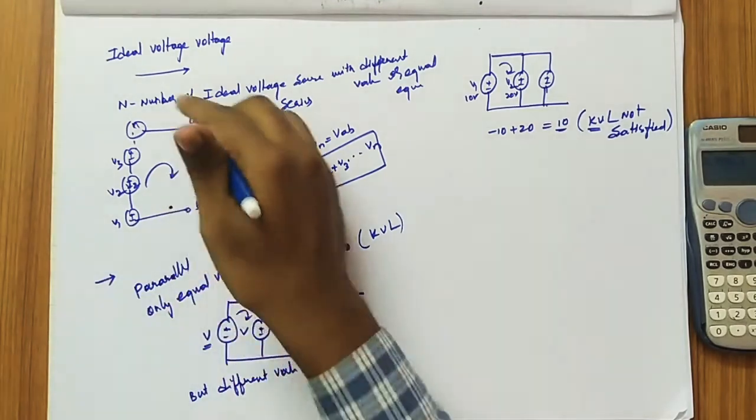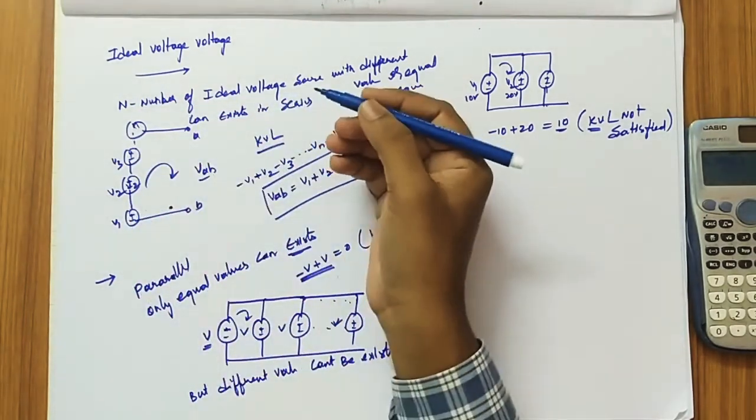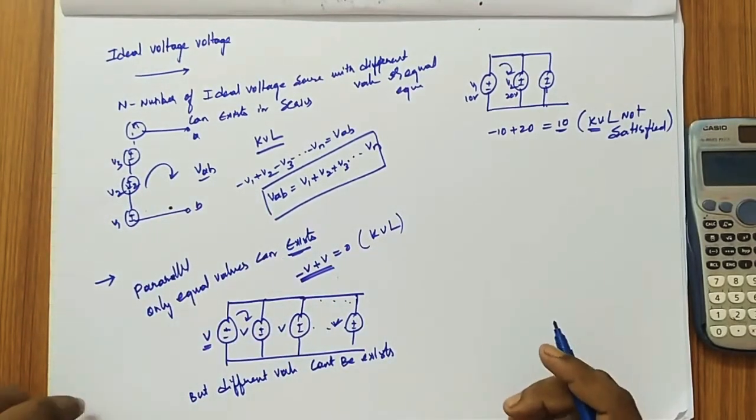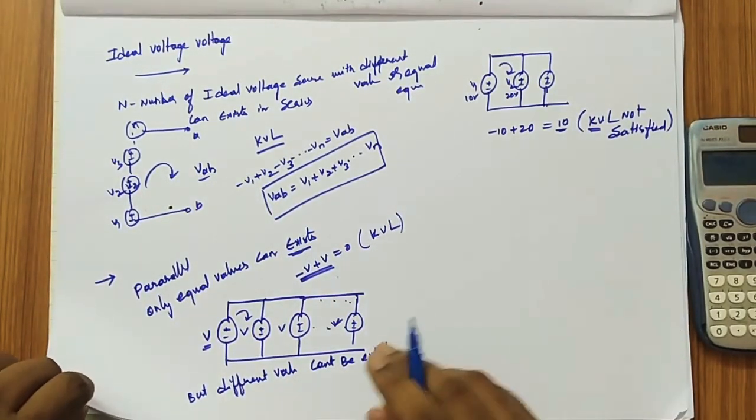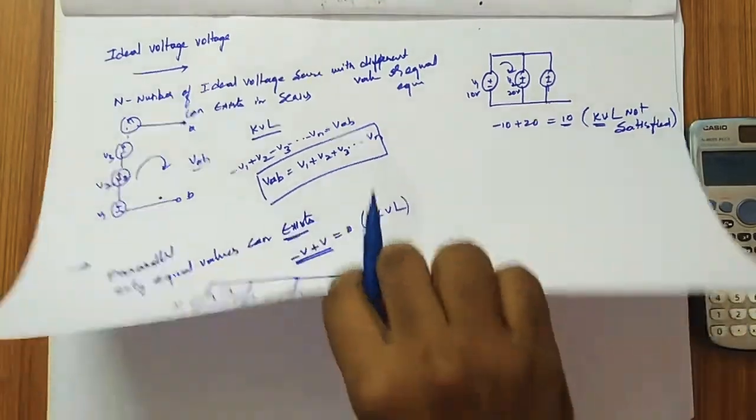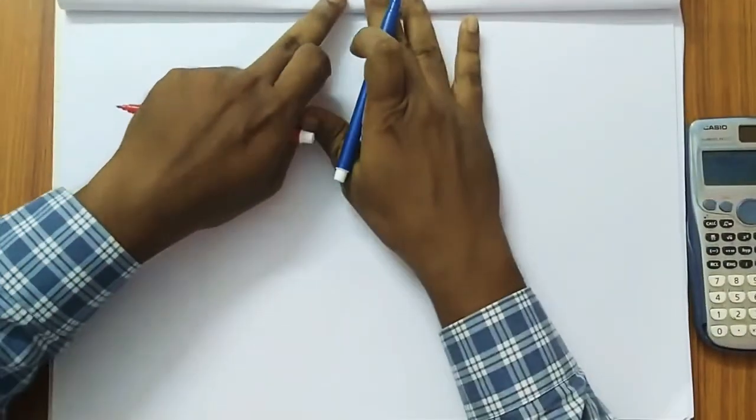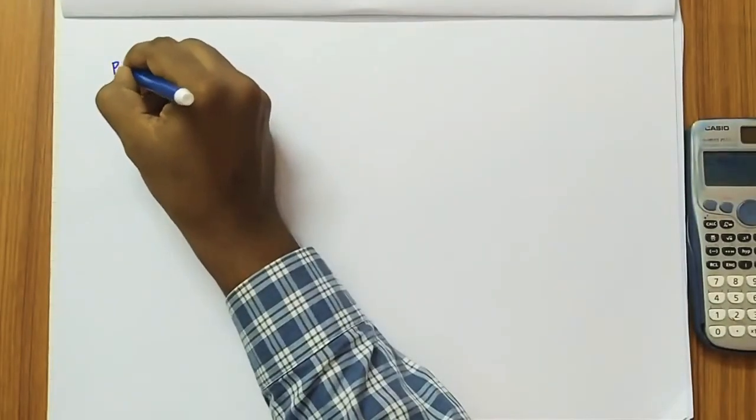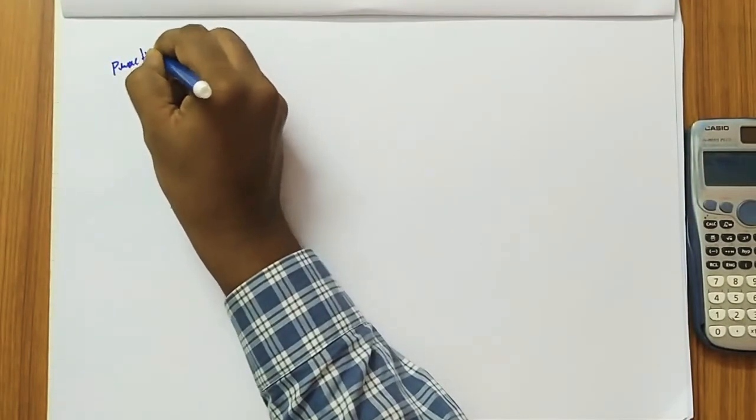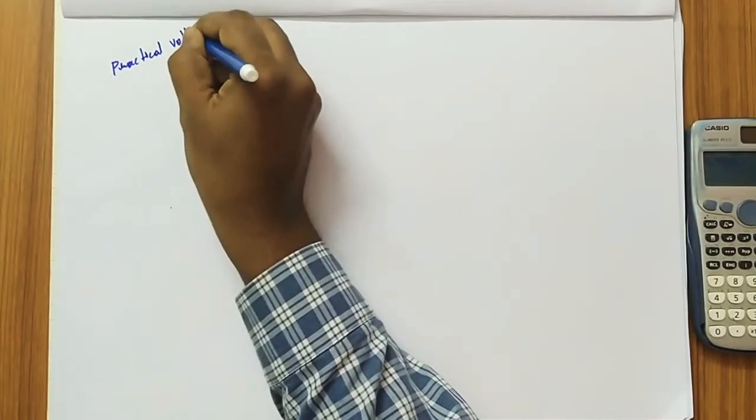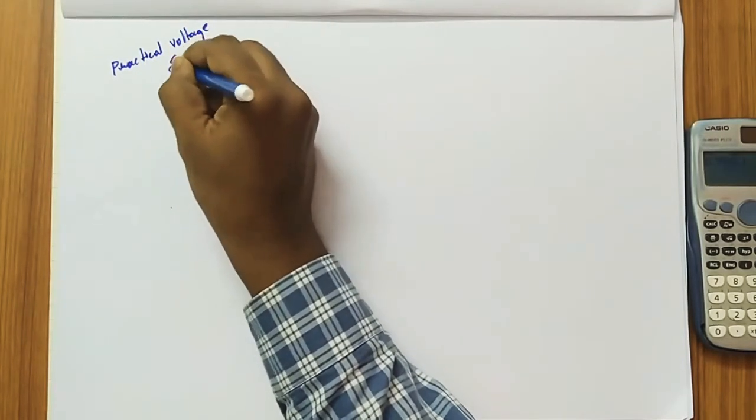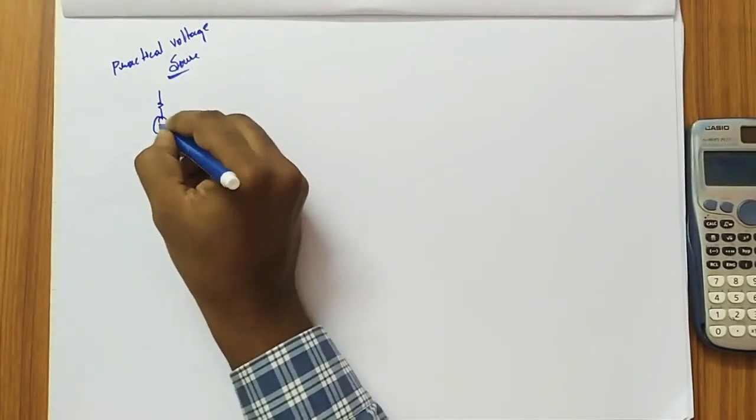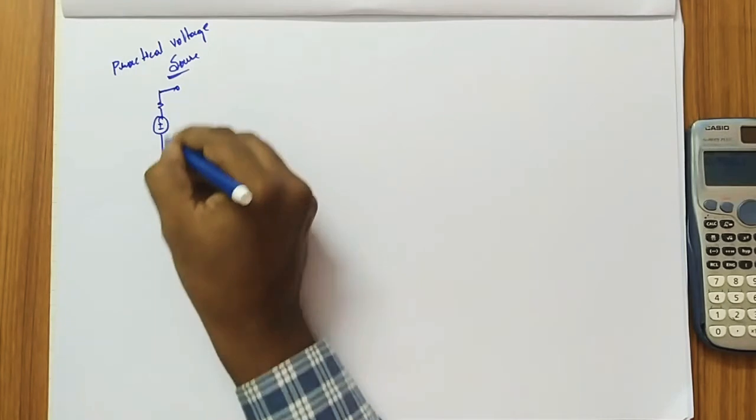So ideal voltage sources with different values or same values can exist in series. Okay, this is about ideal voltage sources. Now if you go to practical voltage sources, what is the thing you need to understand? What is a practical voltage source? A voltage source having a resistance in series with it.